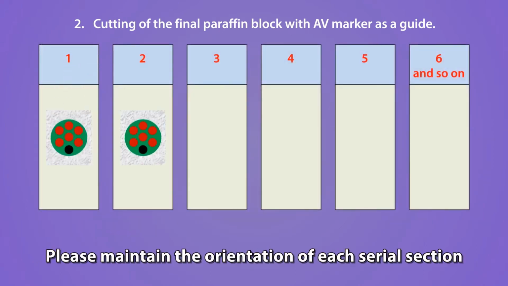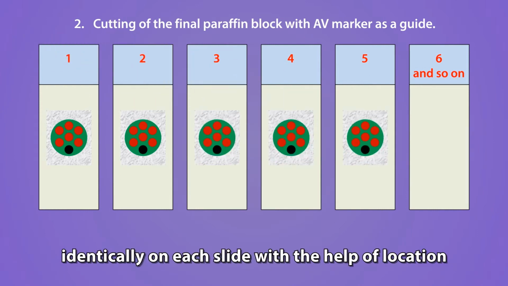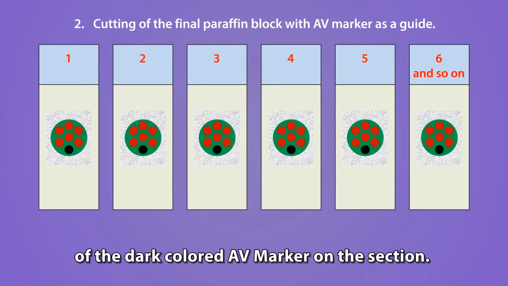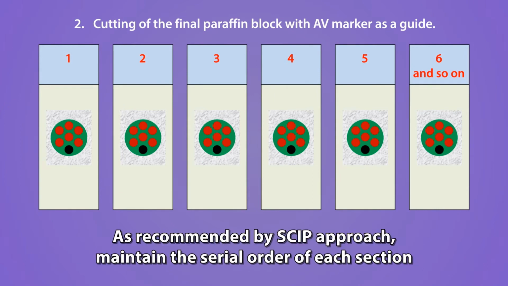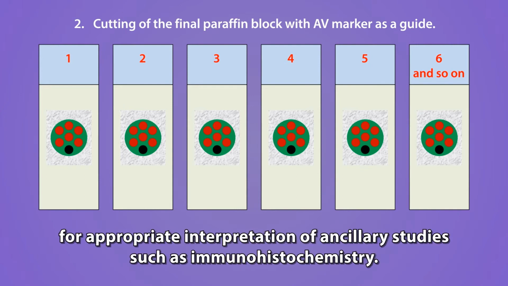Please maintain the orientation of each serial section identically on each slide, with the help of location of the dark-colored AV marker on the section. As recommended by SEIP approach, maintain the serial order of each section, with reference to their sequential position in the paraffin ribbon on different slides, for appropriate interpretation of ancillary studies, such as immunohistochemistry.